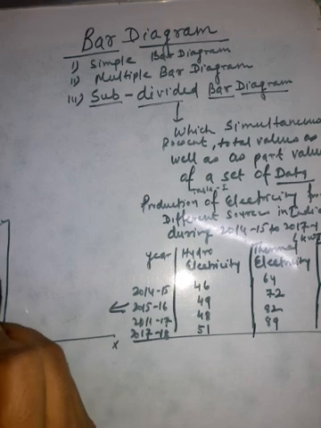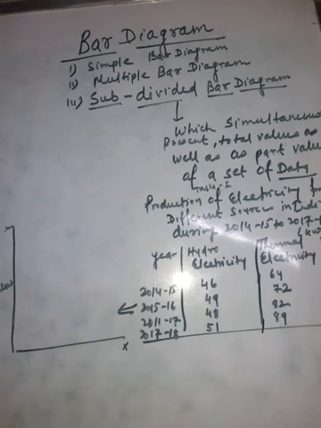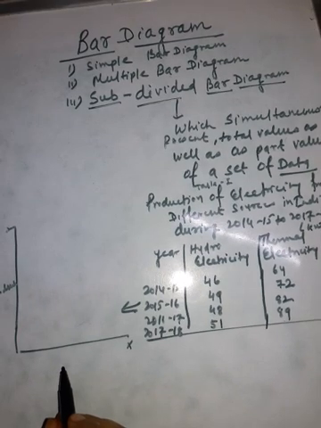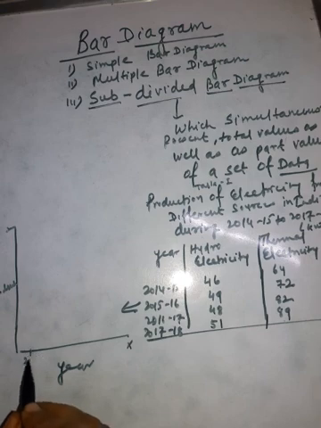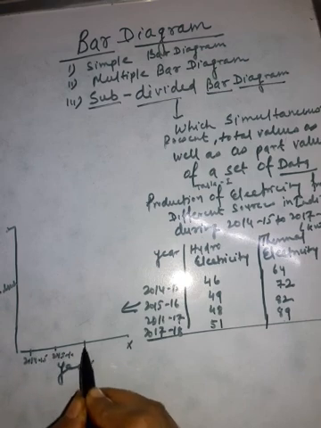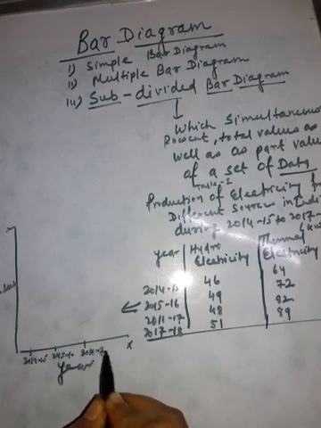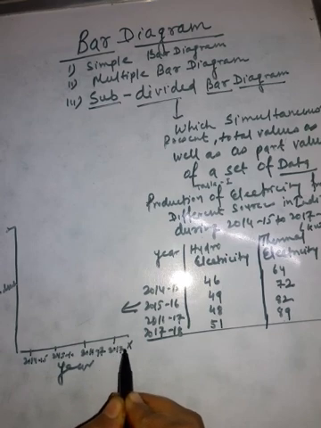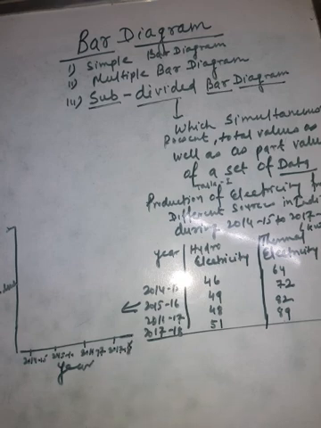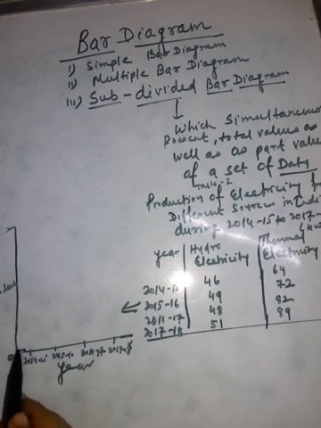Here I will show production on the y-axis, and here the x-axis showing year. So 2014-15, then 2015-16, then 2016-17, then 2017-18. And here is the production of electricity. Start with 0, of course, this is the point of 0 where the x and y axes meet.